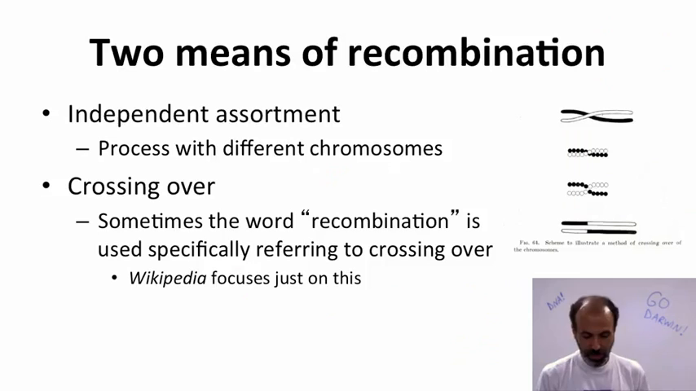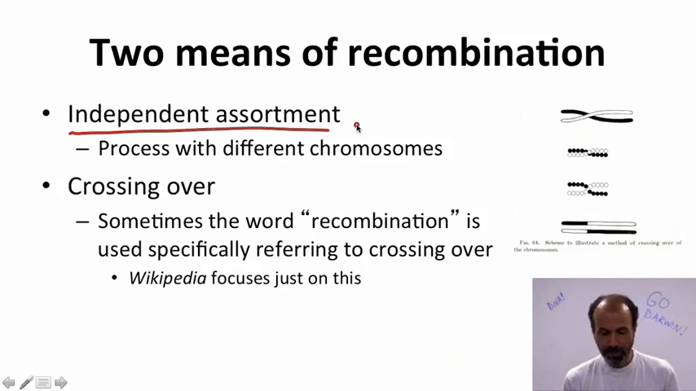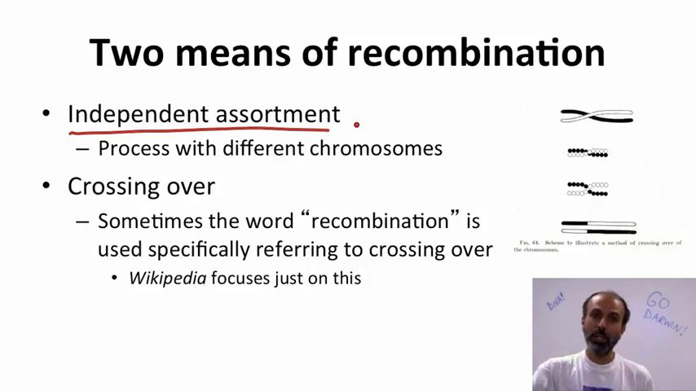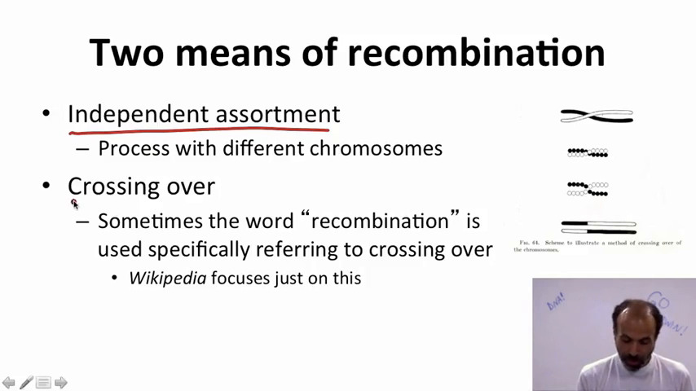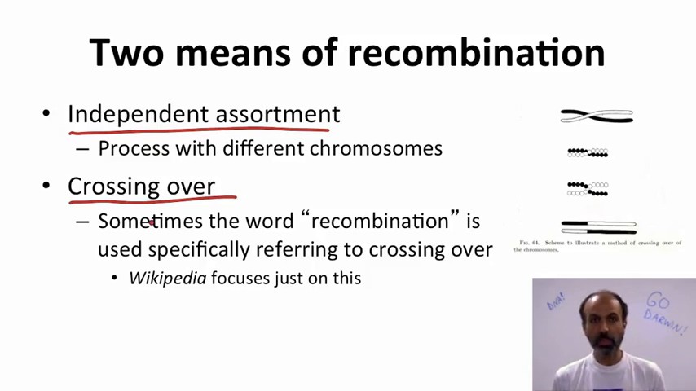Now there's two means of recombination. One of them is independent assortment, which we've talked about, and this is typically what happens when you have different chromosomes, right? You're just as likely to pass on one copy of the chromosome as another copy of the chromosome based on Mendel's laws. Now, the other possibility is crossing over. Now, again, sometimes the word recombination is synonymized to this. Sometimes people, when they say recombination, are referring specifically to crossing over.